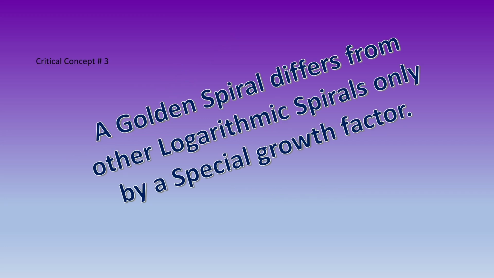Critical concept number 3: a golden spiral differs from other logarithmic spirals only by a special growth factor. That's what separates it. You see, it's got a special growth factor. That's what makes it inherently unique. A golden spiral differs from other logarithmic spirals only by a special growth factor.